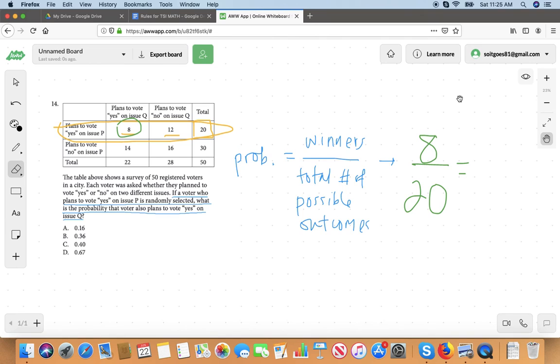So the old calculator comes in handy. I'm going to divide 8 by 20, and I get 0.4. 0.4 is exactly the same as 0.40, which is answer choice C. Woo! That's probability. You just got to know what probability is. Know that formula: winning outcomes divided by the total possible number of outcomes. You just got to know that.